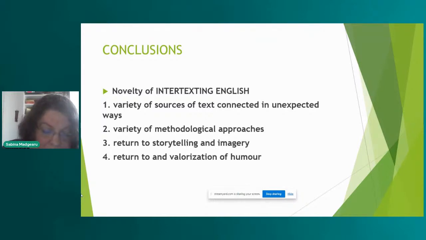But I cannot finish this presentation without a warning as to some of the limitations of intertexting English. It is not a perfect book. It may look a bit disbalanced on account of my not being able to include too many grammar activities in the limited time span allotted to its design. This was a paper I submitted in order to get a degree. And one must always remember that it is a pioneer work, with all the implications that ensue from that status.